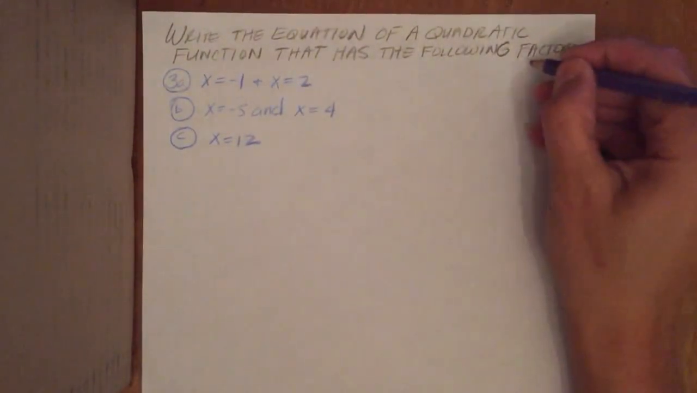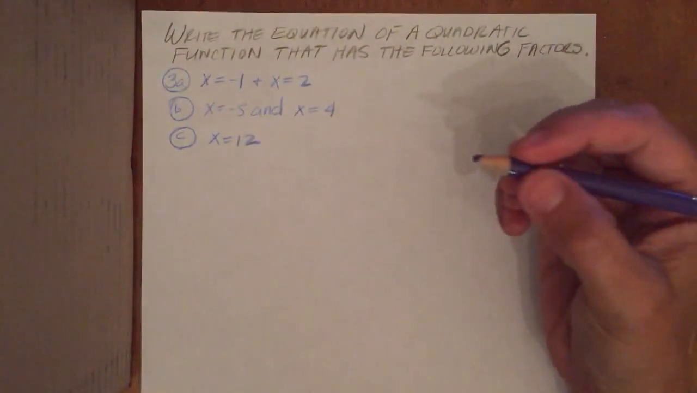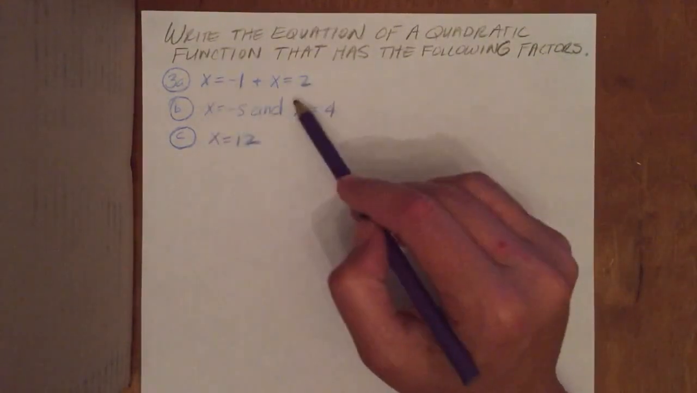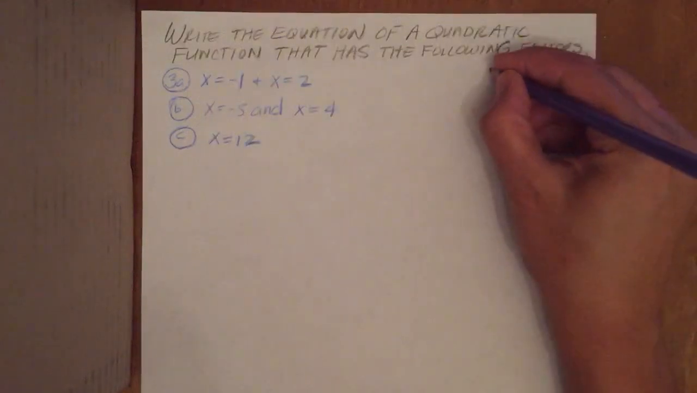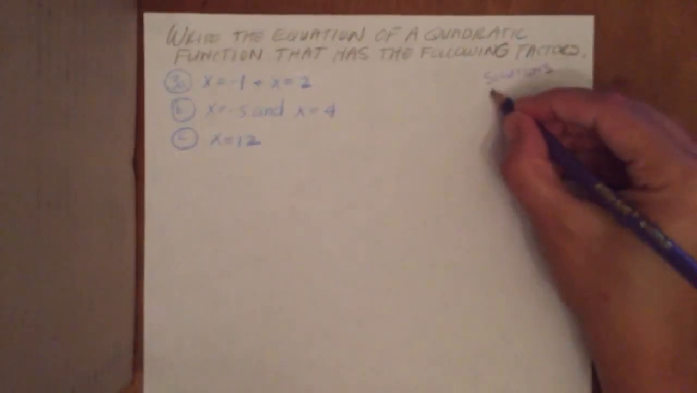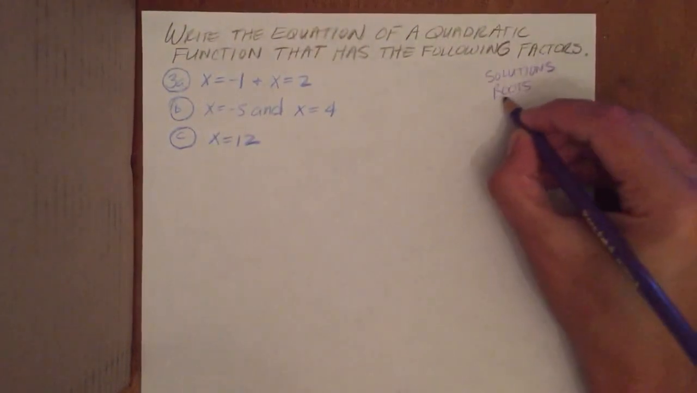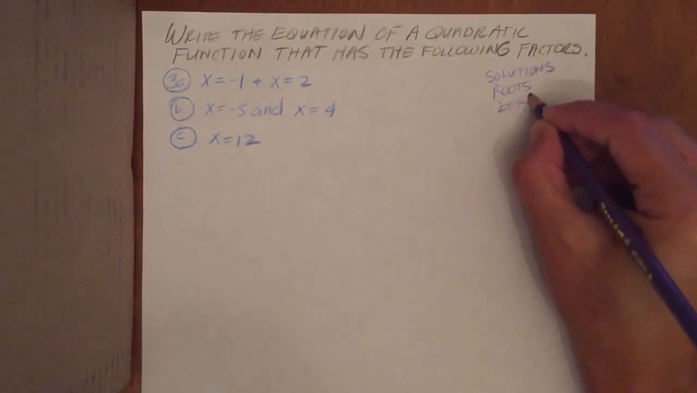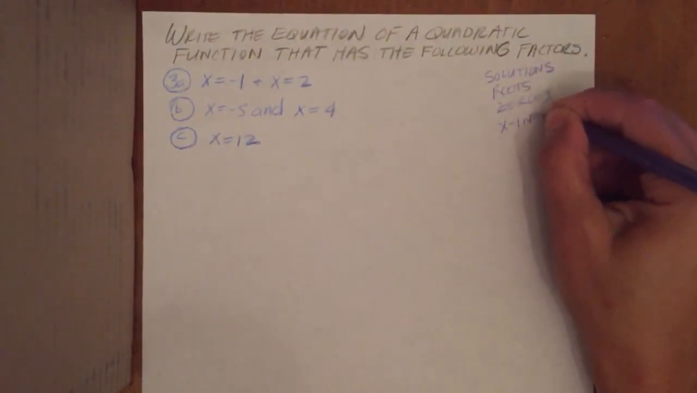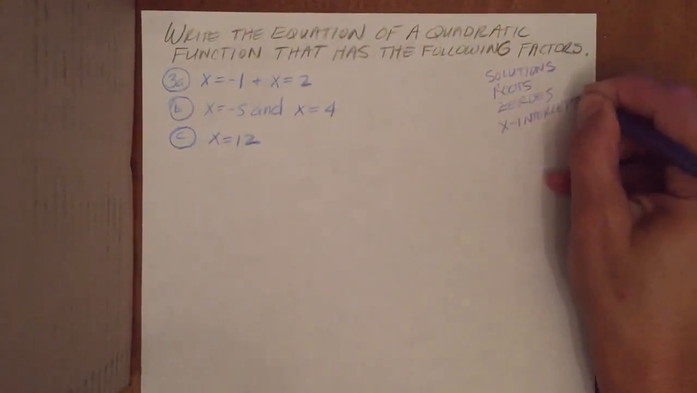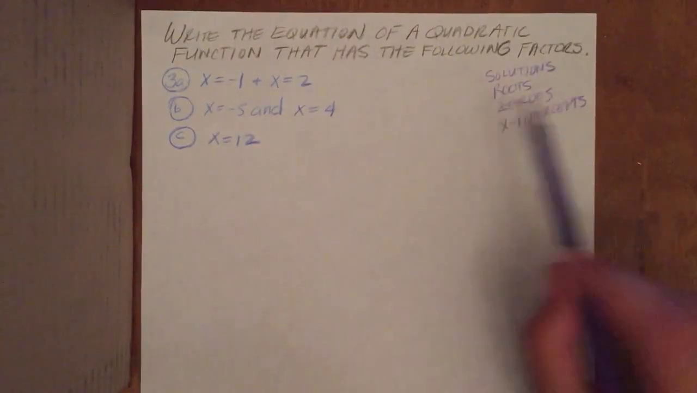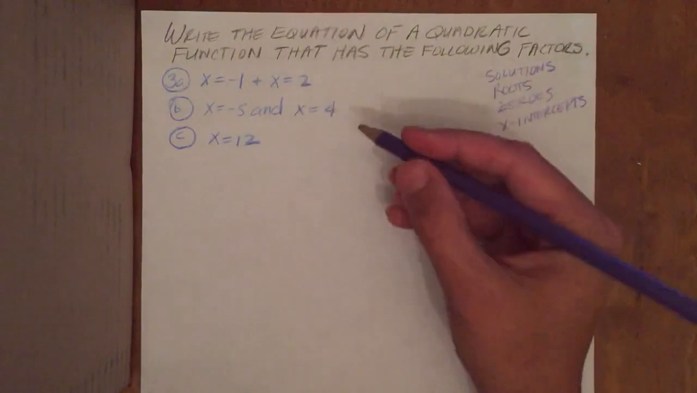Now, remember, when you look at a quadratic equation, your solutions, which is what you're provided, are also called your roots. They're also called your zeros. And they're also called your x-intercepts. So basically what we're going to be doing is we're going to take these quadratics and write them in intercept form using the solutions, the x-intercepts.